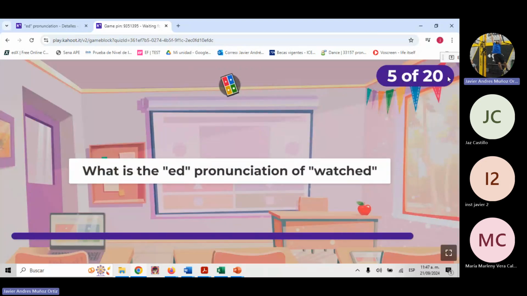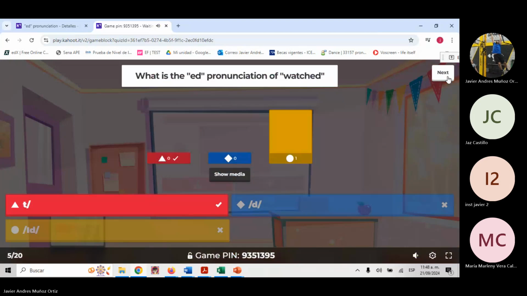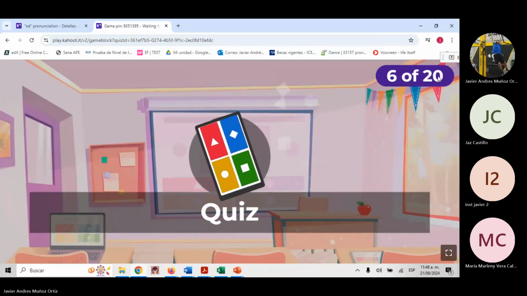Watch. Watch, la terminación si usted se toca la garganta, no va a generar vibración en su garganta, ¿cierto? Como no genera vibración, lo vamos a relacionar con un sonido que tampoco genere vibración. Watch, presente, watched, pasado, watched, ¿vale?